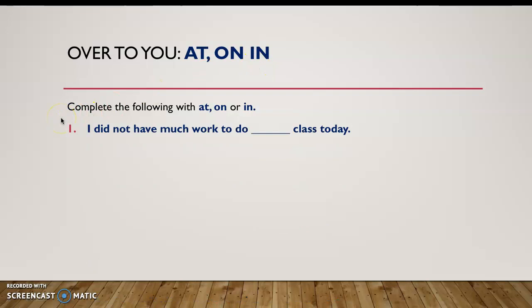Let's look at some examples. I did not have much work to do. Is it at class today, on class today, or in class today? You decide. Another example. We are from a small town. Is it at England, on England, or in England?